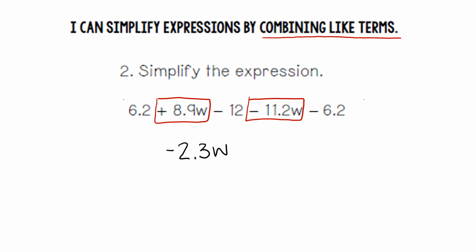We can also combine the 6.2, the minus 12, and the minus 6.2 because none of them have a variable. All of them are just numbers. And so we can do 6.2 minus 12 minus 6.2, which gives us an answer of negative 12.